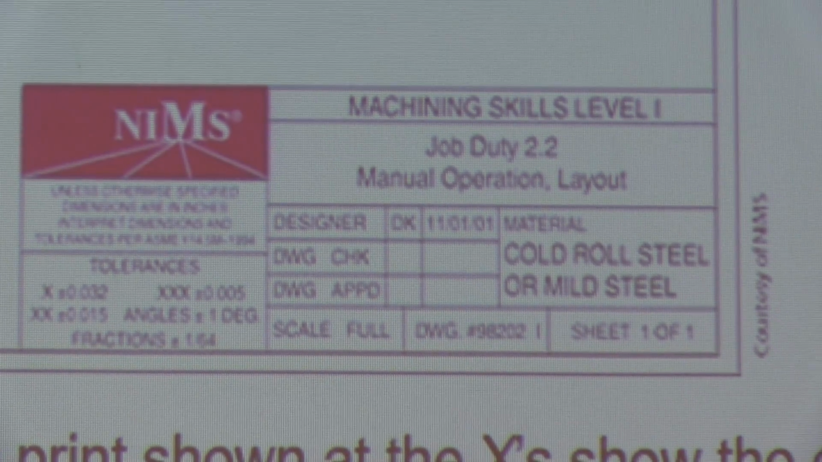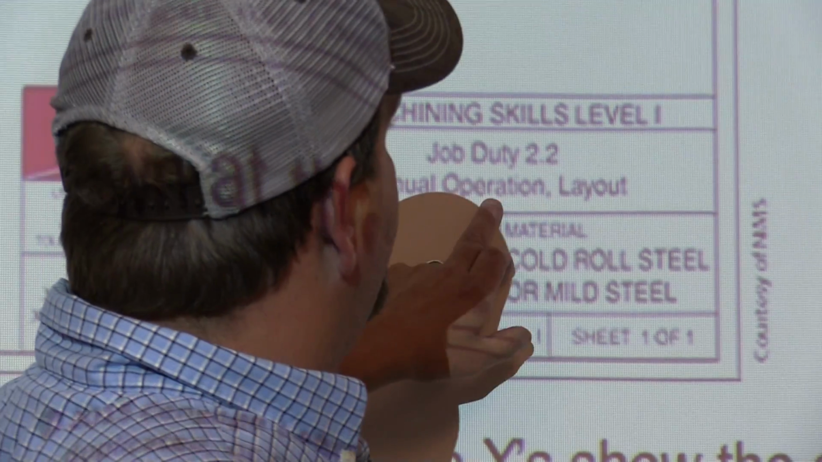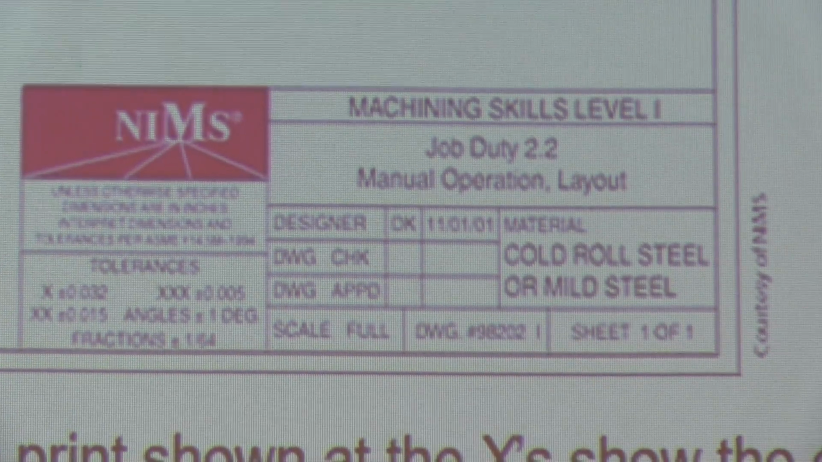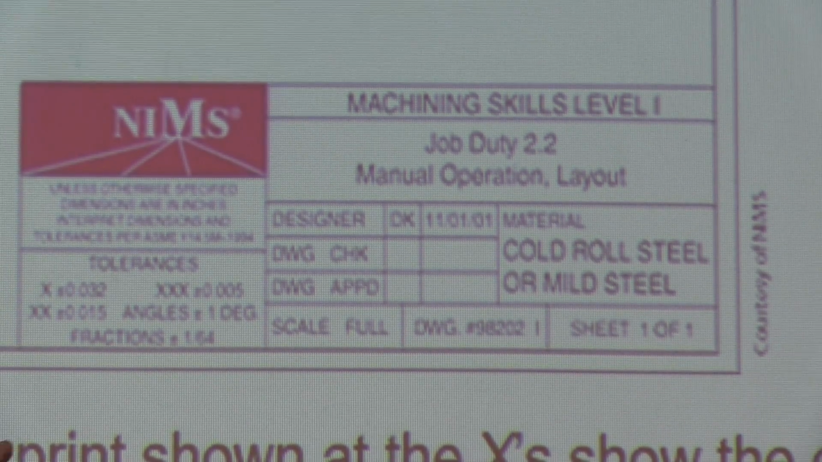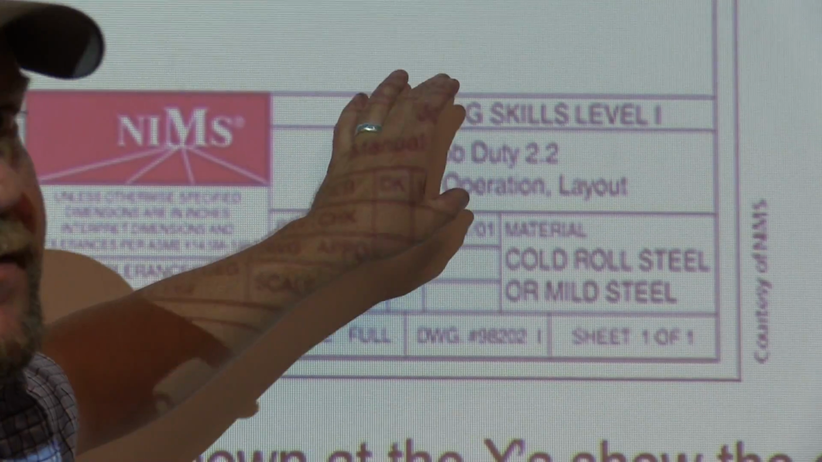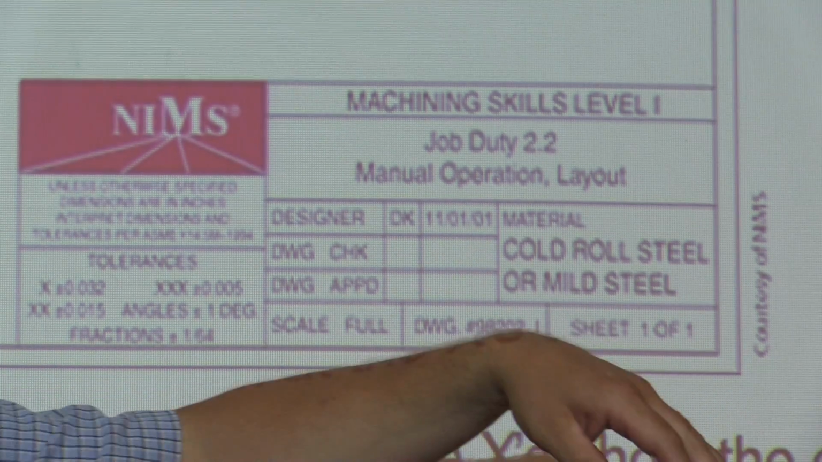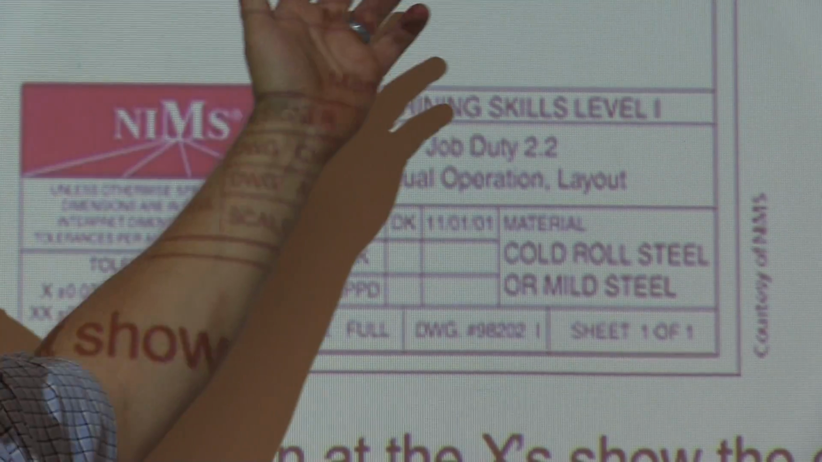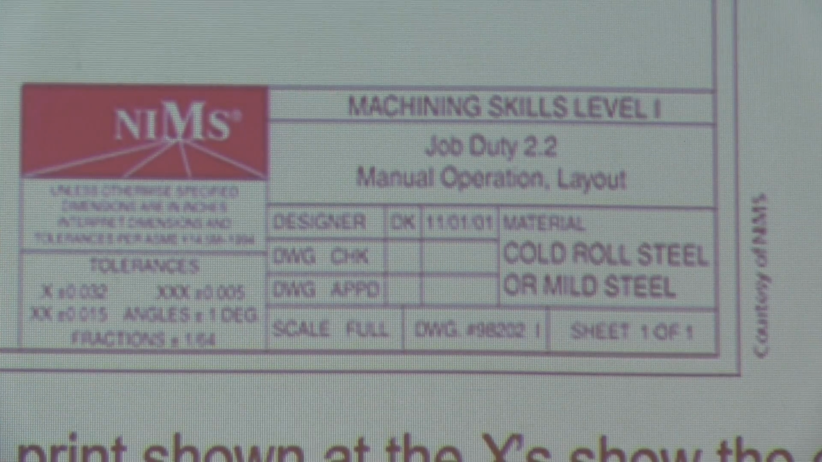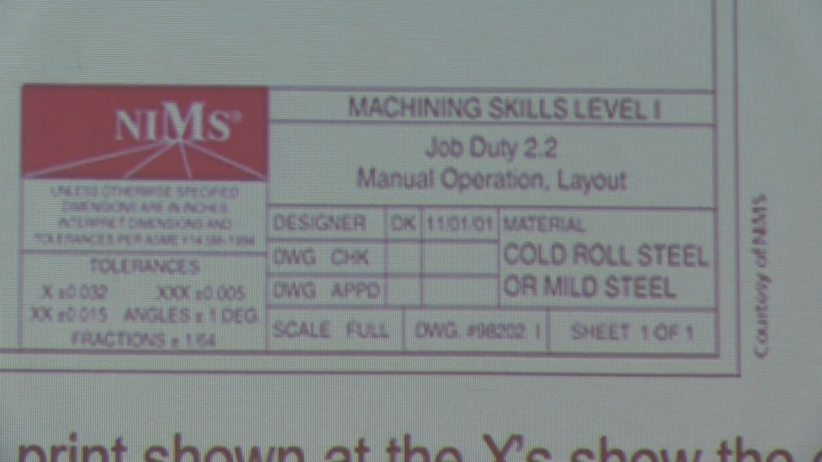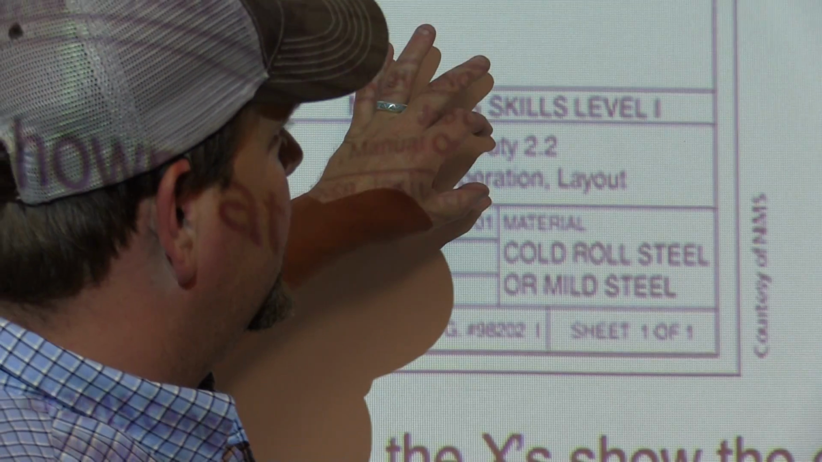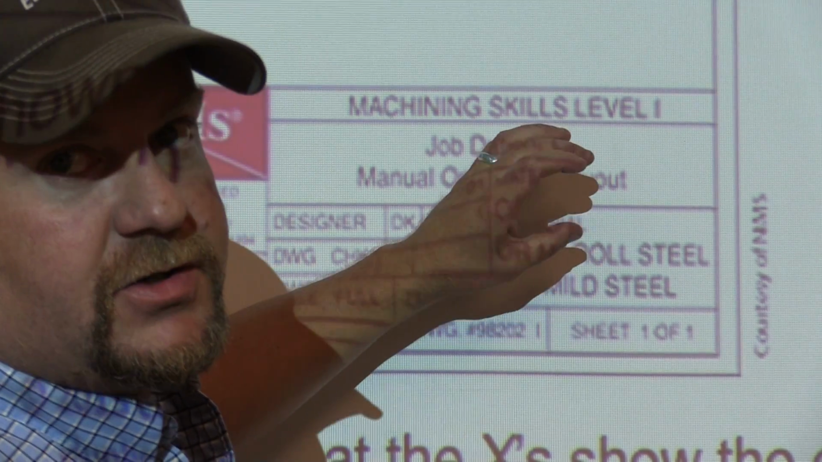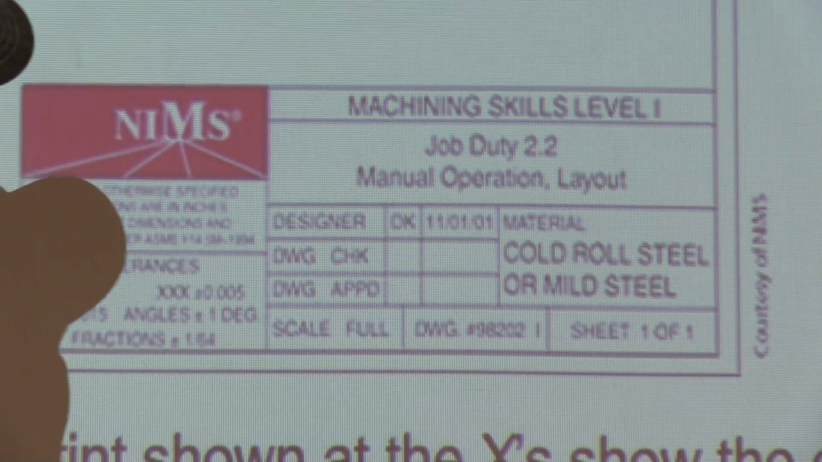So to start with, this is the machining skills level 1, job duty 2.2, manual operation / layout. Okay, but this may have a completely different title block for it. Say it's the Ford rocker arm part for a Ford engine, 460 engine. Okay, so it's going to tell you in detail what that part goes to, and so forth.